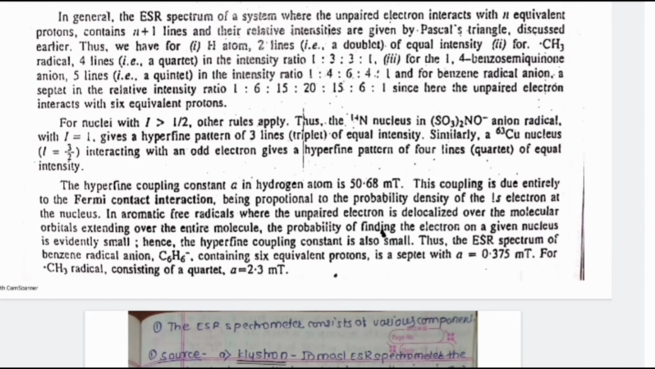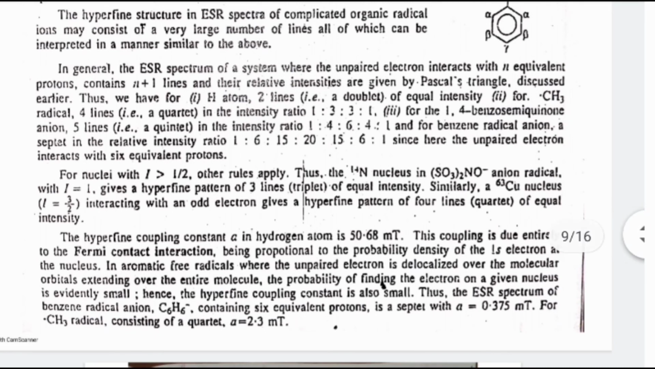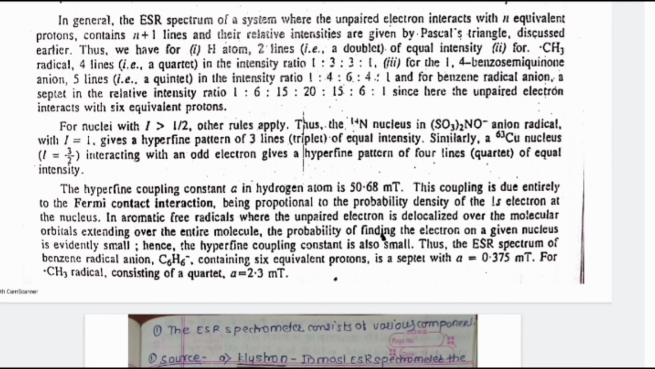And the hyperfine constant or the splitting constant, that in NMR spectroscopy we get as the J coupling constant. That J value tells you the nature of protons or the nature of that particular atom. So in case of ESR spectroscopy we get the hyperfine coupling constant, which is nothing but A. For hydrogen atom it is 50.68 millitesla. This coupling is entirely due to the Fermi contact interaction, which is proportional to the density of the 1s electron at the nucleus.